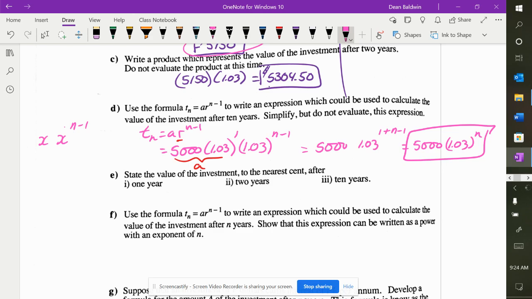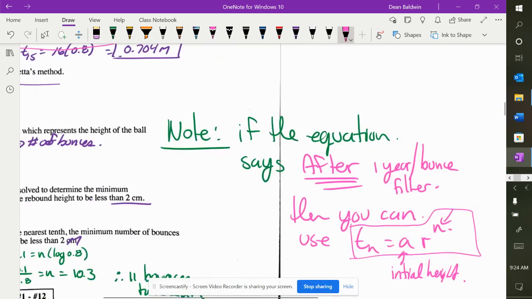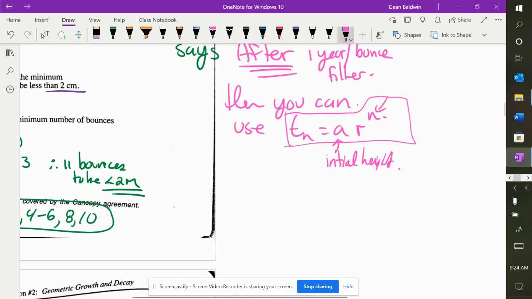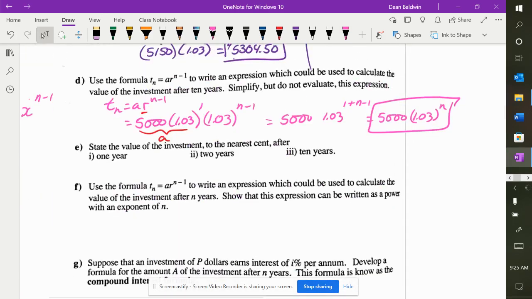So that's why when it says after, and yesterday when I gave you this formula, see, the n minus 1 is gone. It's only when it says after 1 year, because your initial A value is not the amount you invest at the beginning. The A value that starts the geometric series is how much you have after a year, or after a bounce or whatever. That's why the minus 1 goes away.